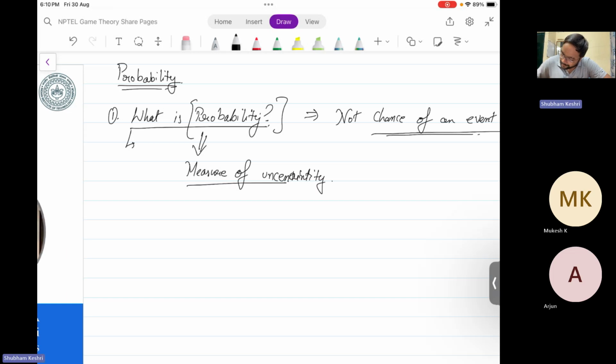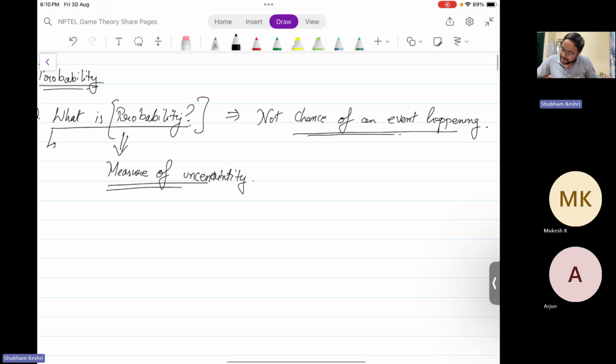So what does probability do? Probability tries to measure uncertainty. So it measures the chance of an event happening, but it is not just the chance of an event happening. It is a measure of uncertainty. What is the uncertainty in this case? The chance of a random event to occur.